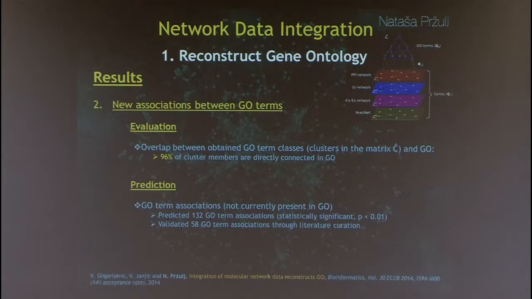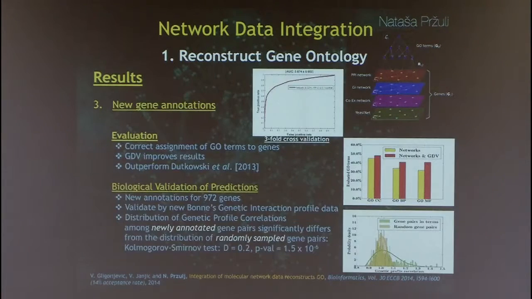New associations between GO terms. We want to figure out how much of this holds in the light of the evidence from all data. We find that the overlap between the GO term classes that we obtained and the actual GO is 96%. Then we predicted GO term associations that are currently not present in GO. We predicted 132 of them that are statistically significant, and we validated 58 of those through literature curation.